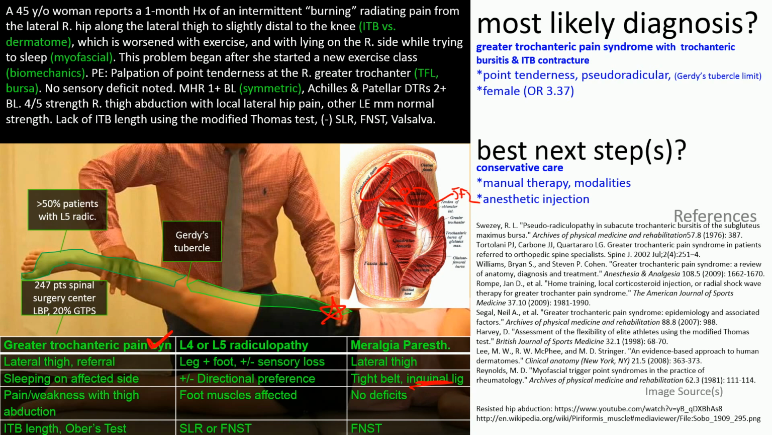And this is a very, very confusing condition at times. It's actually been found that in a recent study they noticed that in 247 patients referred to a spinal surgery center for low back pain, 20% of them had greater trochanteric pain syndrome. About 50% of them already had an MRI of the lumbar spine, and one of them actually underwent surgery for the low back. So it's very confusing.